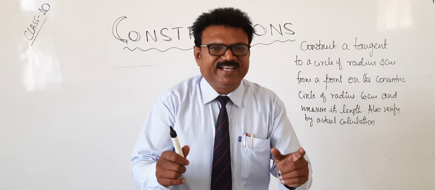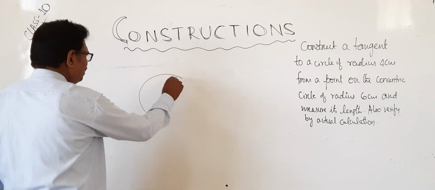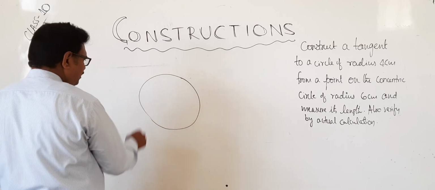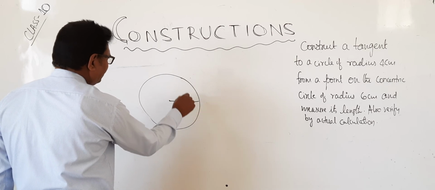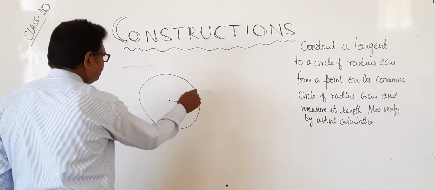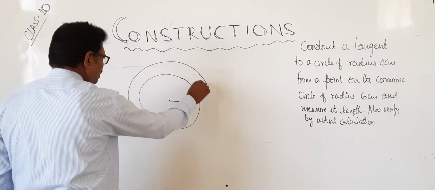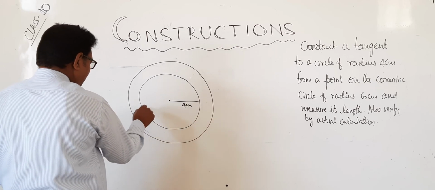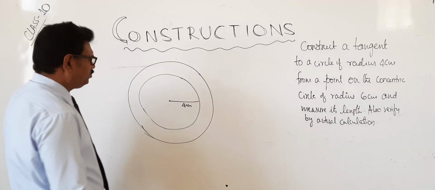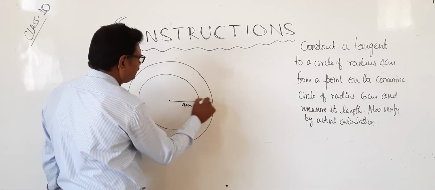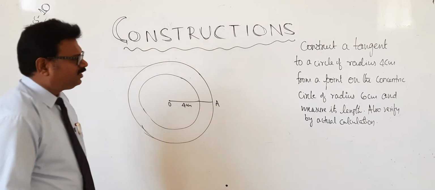Take 6 cm radius. First, draw a circle. This is how many centimeters? 4 centimeter. Afterwards, you draw another concentric circle. Do you know what is the meaning of concentric? Concentric means the center will be same for these. So from here, this is O and this is A.